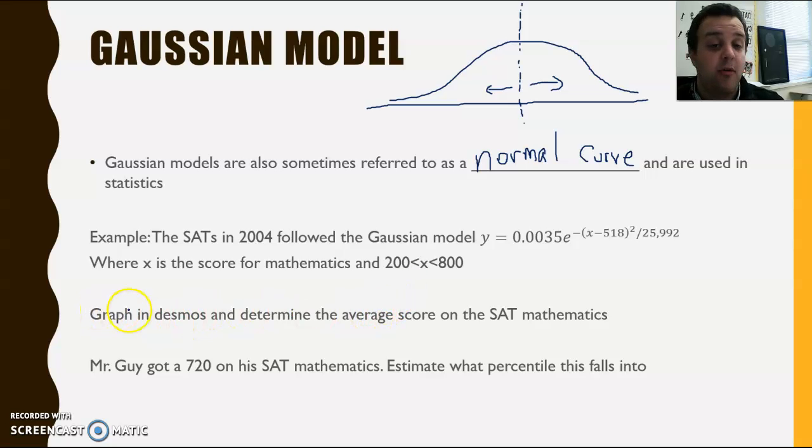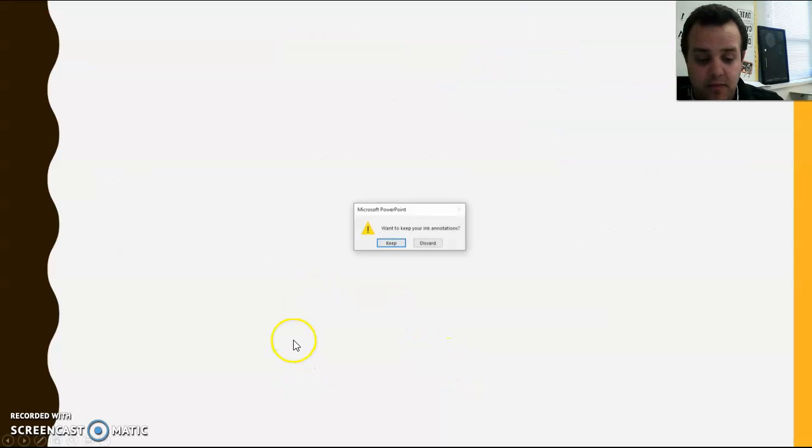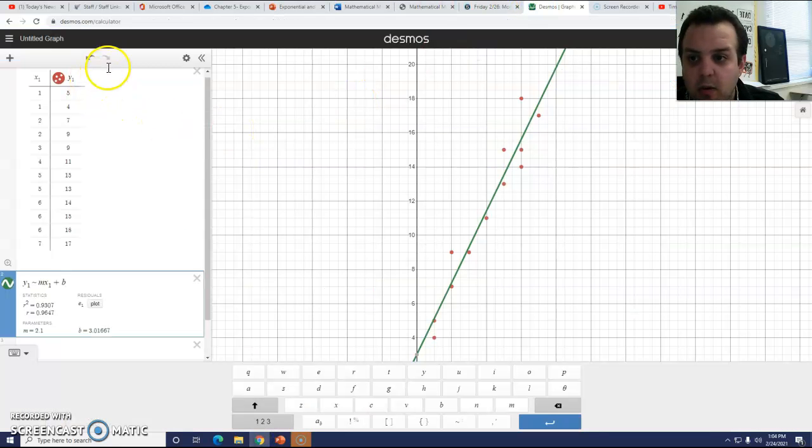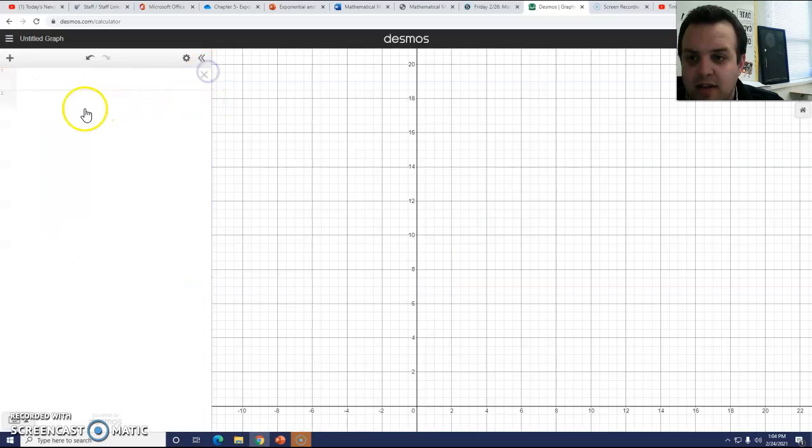We're going to start by graphing this in Desmos to figure out what the average SAT score was, and then we're going to look at my score. Say I got a 720. I did not take the SAT in 2004, but let's pretend that I did. We're going to estimate what percentile that falls into. Let's jump over to Desmos real quick, and take a look at this normal curve.